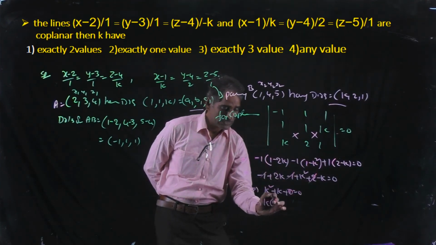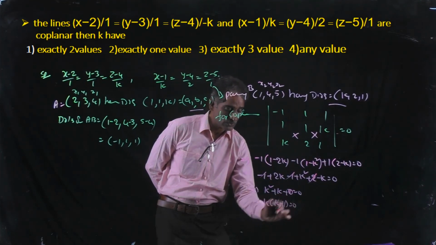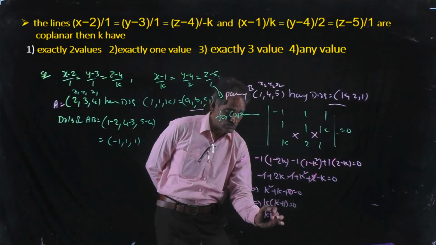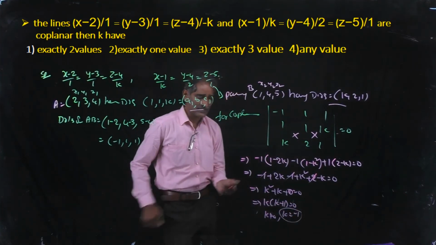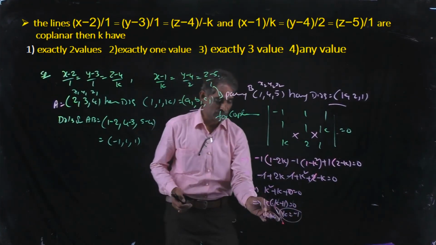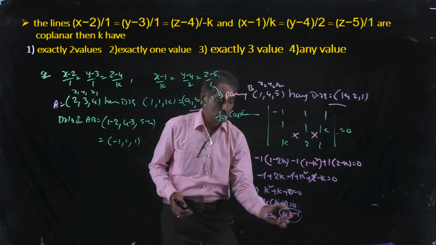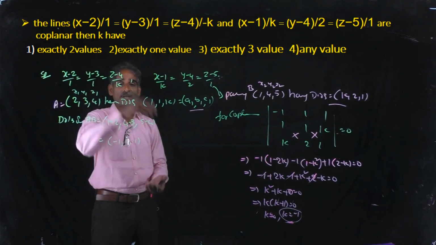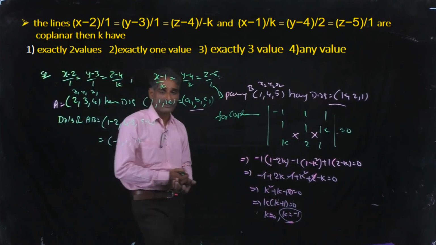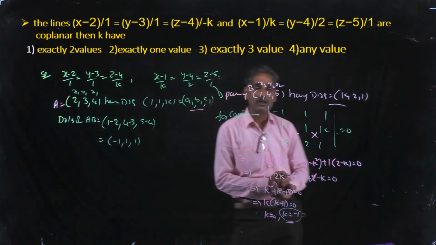Therefore, k into k plus 1 equal to 0. So, k is not necessarily 0. Therefore, k is equal to minus 1. Otherwise, k equal to 0 or minus 1, no problem for this. K equal to 0 or minus 1. When the two lines lie on a plane, that means these two are coplanar, the values of k are 0 or minus 1.